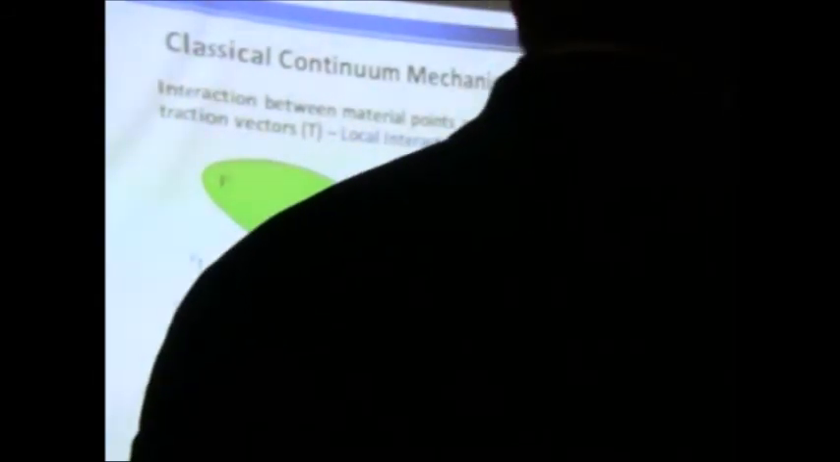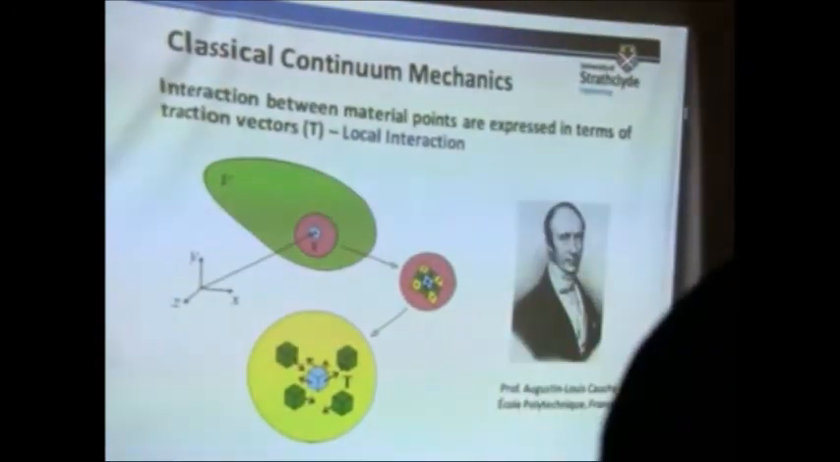So according to Cauchy, a material point can only interact with the material points in its nearest neighborhood. So they need to be in contact with each other. And to define this contact, he just introduced these traction forces, so that these traction forces can transfer information from one material point to the neighboring one.